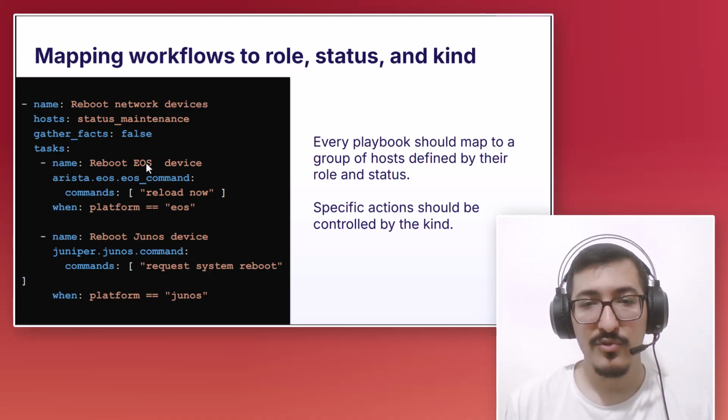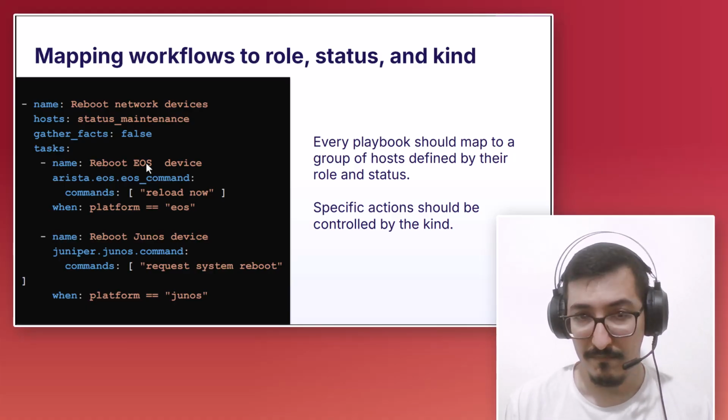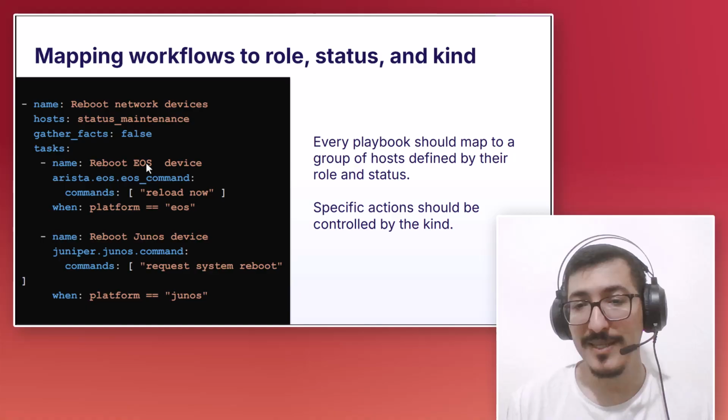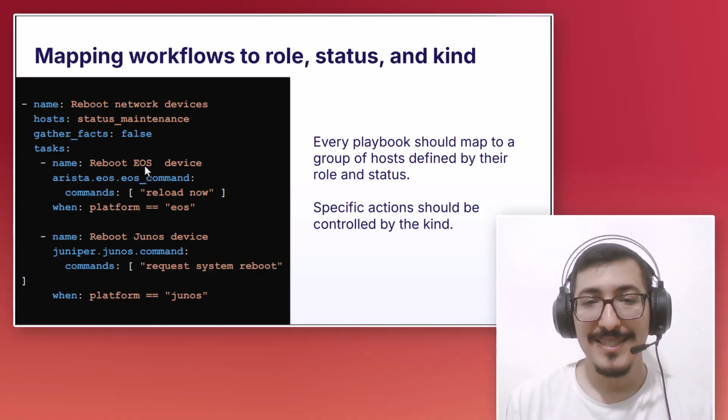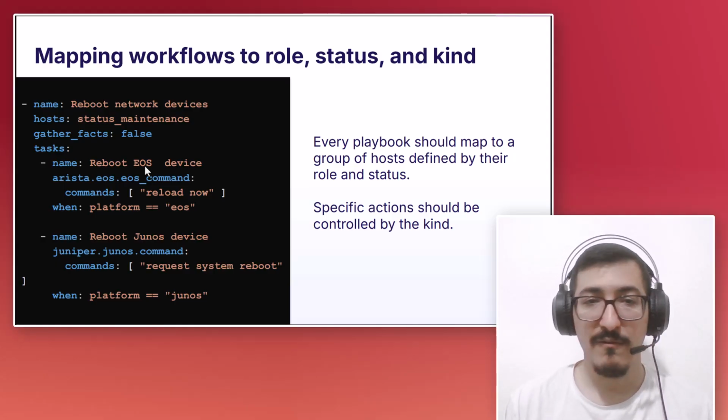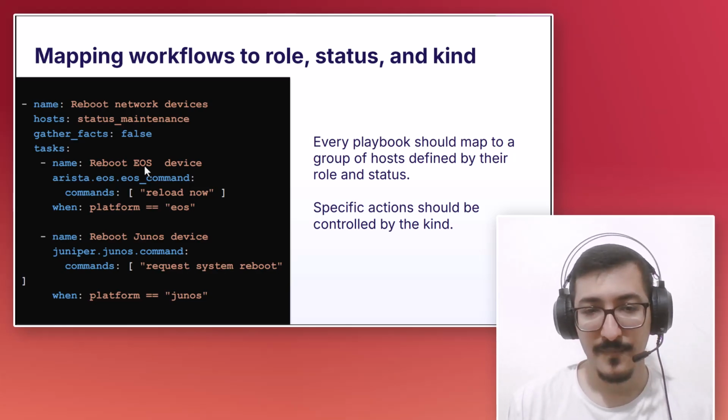We are creating a playbook to reboot devices, but only those currently under a status that is maintenance. This playbook targets a host group called status_maintenance. Where did that group come from? Not from the playbook. It usually comes from your source of truth, maybe NetBox or any inventory system, which maps devices into groups based on metadata. We don't need 10 different playbooks for each vendor. Instead, we let actions be controlled by the kind, using simple conditionals like when platform is EOS.